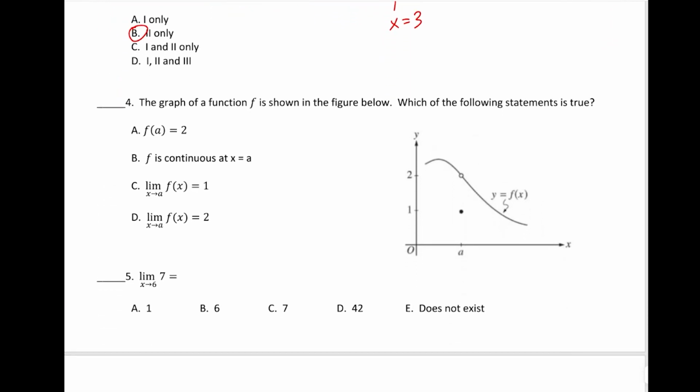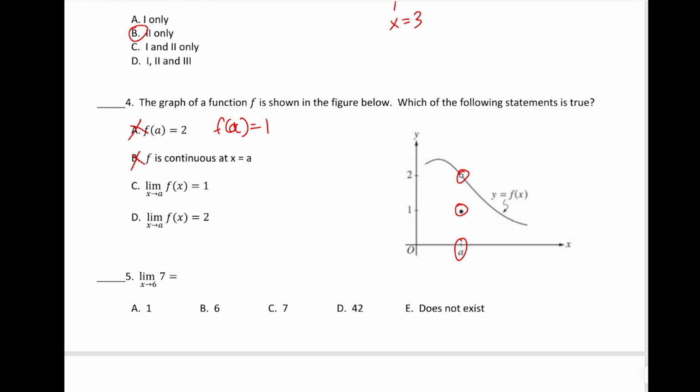Number 4 says the graph of a function f is shown in the figure below. Which of the following statements is true? So first, we'll just go off and check these off. f of a equals 2. Well, here's a, and f of a is clearly not 2. f of a is 1. All right, I'll write down the true statement here. So it's not going to be A. It's definitely not going to be continuous at x equals a. You can see you have a hole that's a removable discontinuity, so it's not continuous there.